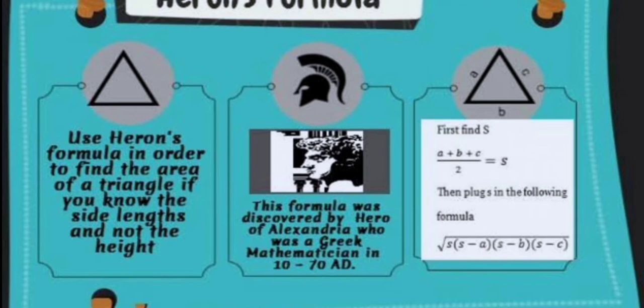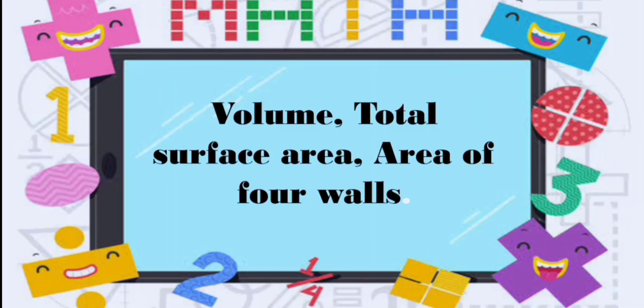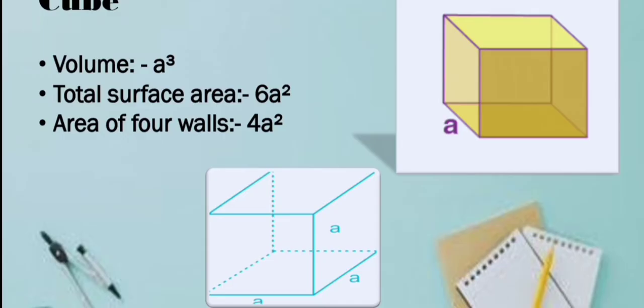Now let's see Heron's formula discovery. This formula was discovered by Hero of Alexandria, who was a Greek mathematician, in 10 to 70 AD, that is Anno Domini. Now let's see the volume, total surface area and the area of 4 walls of some figures.